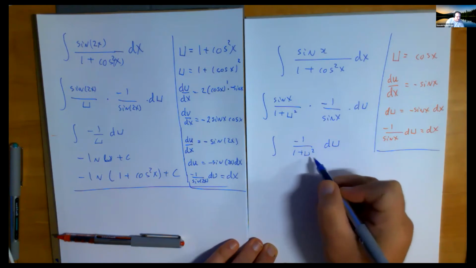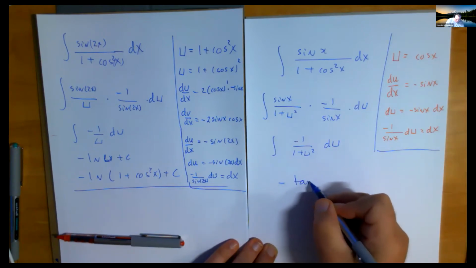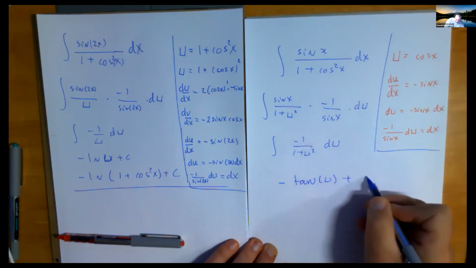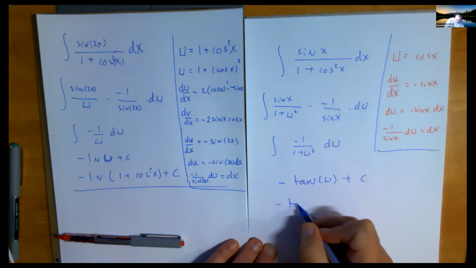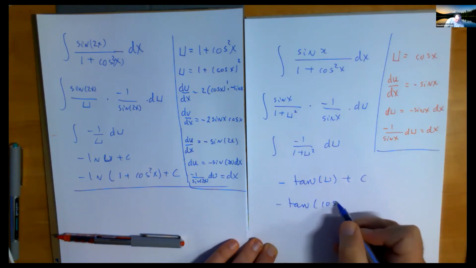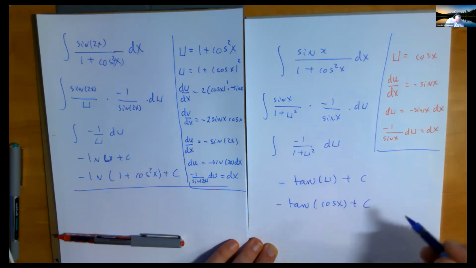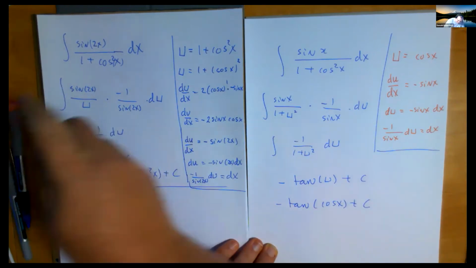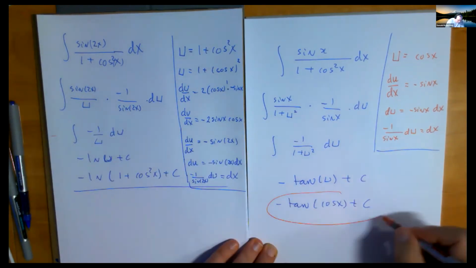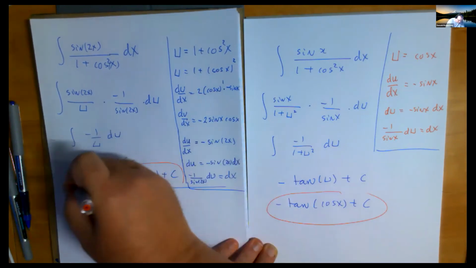But doesn't this guy is actually doable? Isn't this just a standard integral with a negative in front of it? And then replace the u with cosine x. This is the answer to that question. This is the other one.